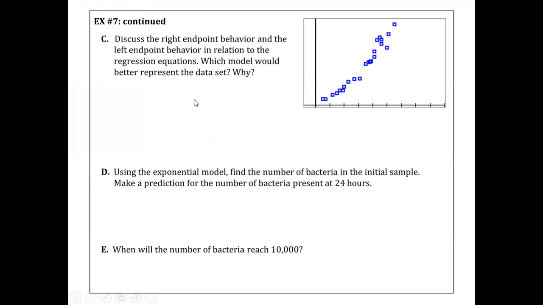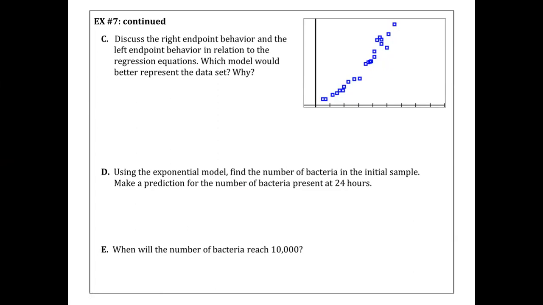So it says here, discuss the right-hand endpoint behavior and the left-hand endpoint behavior. When we look at our points, they would look something like this on the calculator, right? The endpoints are heading the right direction. The models both could be closely represented. That's why the numbers are fairly close. All of this is possible. Everything is good to go. And it's only because it's a snapshot.